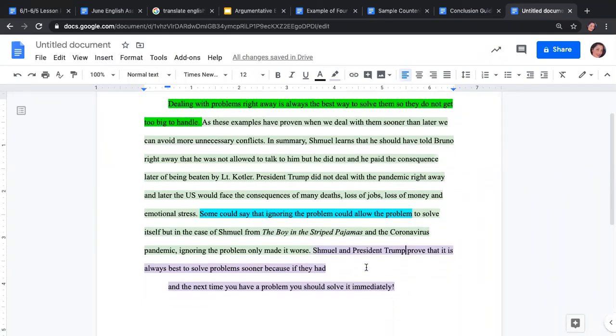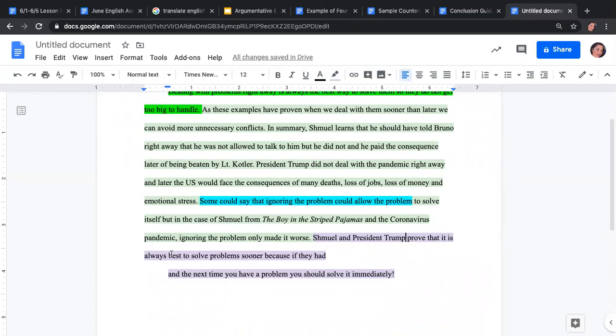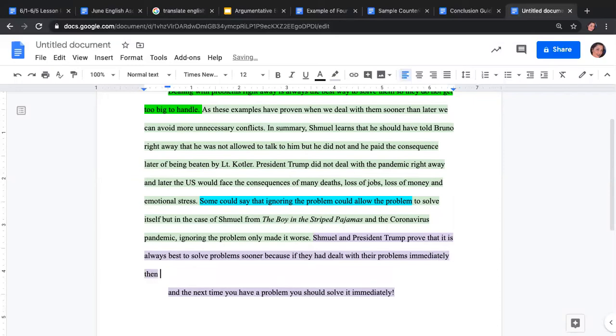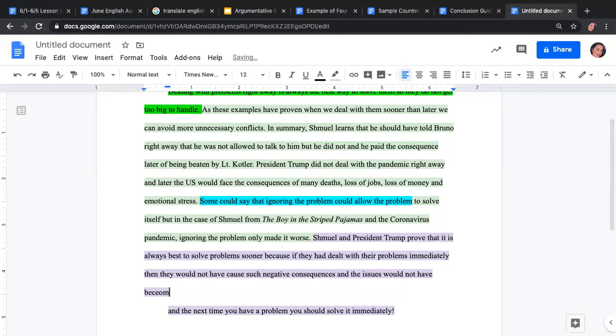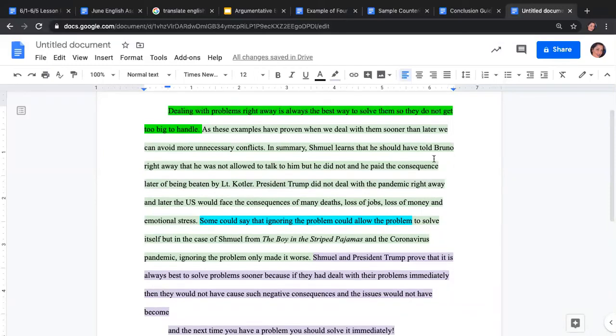Okay, so I'm gonna use Schmoll and Trump. And then what I did was I just said Schmoll and President Trump prove that it's always best to solve problems sooner, because if they had solved their problems, or maybe even dealt, if they had dealt with, going back to my thesis, with their problems immediately, then they would not have caused such negative consequences, and the issues would not have become, and then I wrote too big to handle.